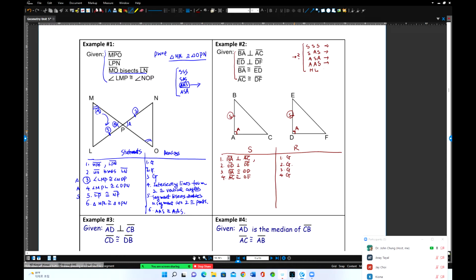BA equal ED, AC equal DF. We need one more, right? AC equal DF. Can you see that over here? We need one more. Oh, this is given. So what is this? Side, angle, side. We have to go this way.